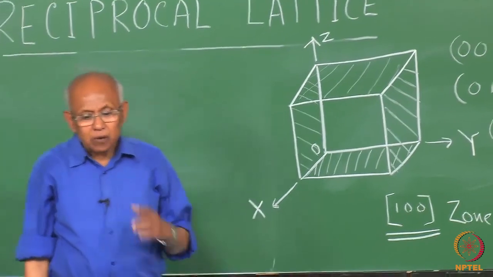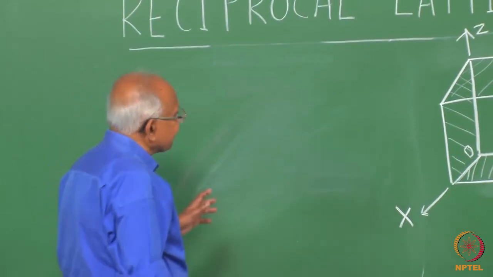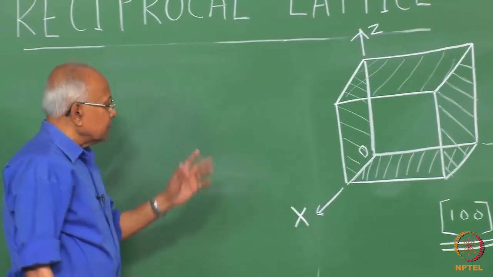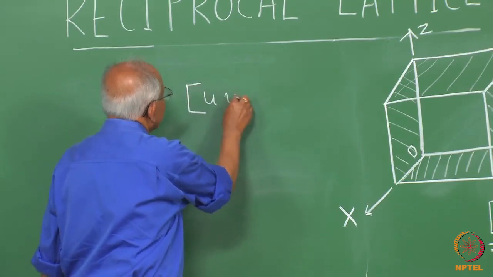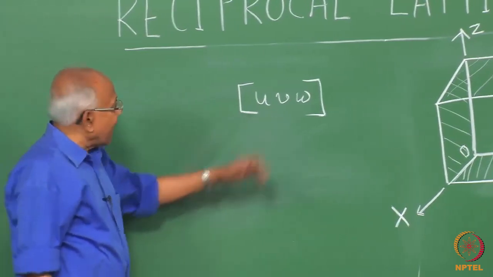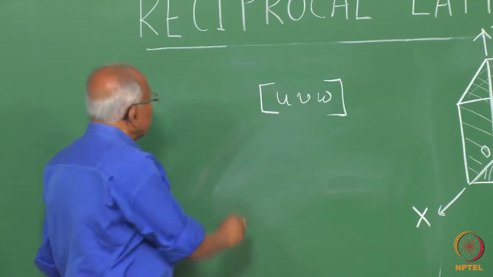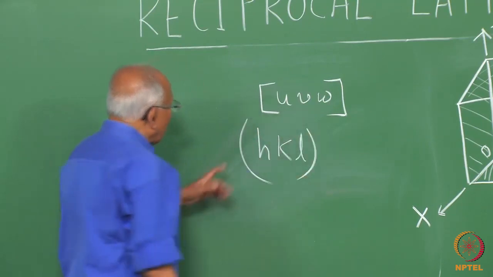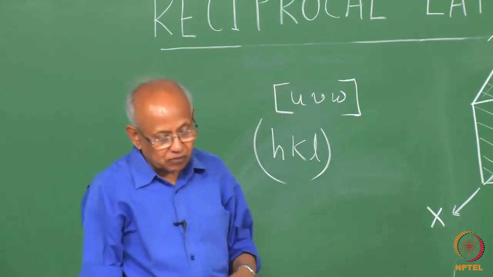Now, we are going to prove a relationship and find out what relationship exists between a zone and zone axis, and if a zone axis is given, say designated as UVW, using the relationship which we are going to prove, we can easily find out whether a plane HKL will belong to a zone for which this is the zone axis. Now, let us see how to proceed with this.